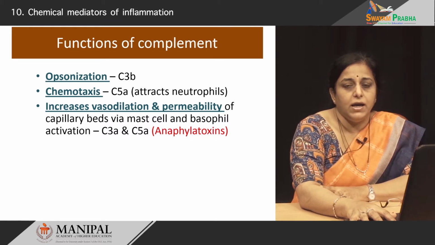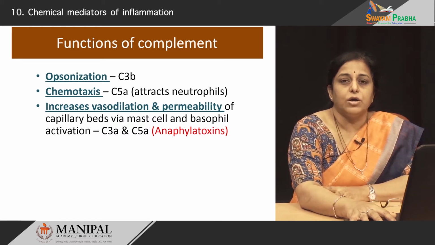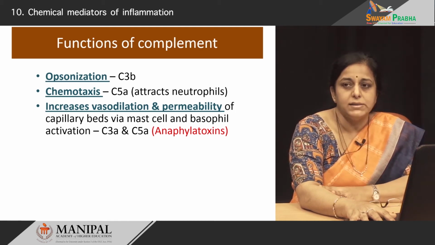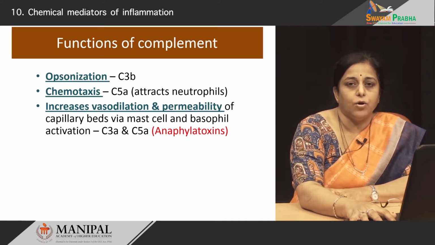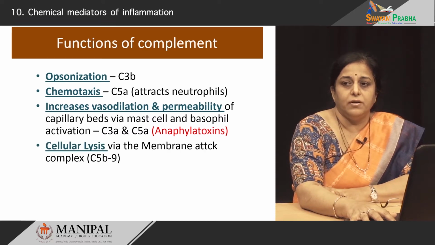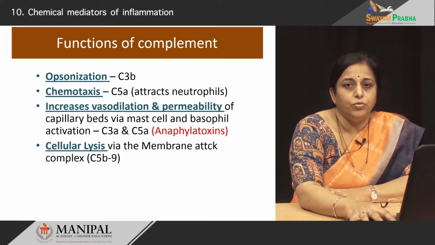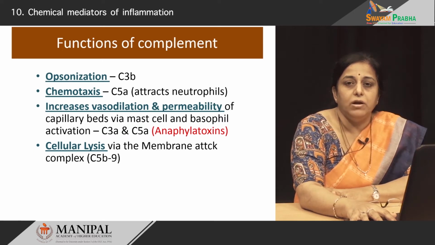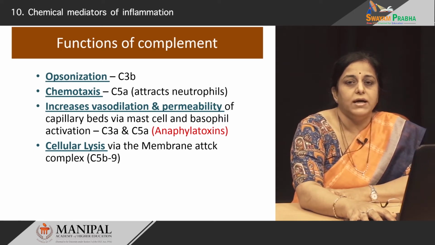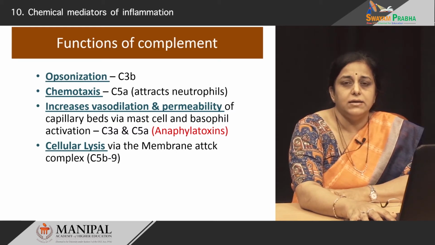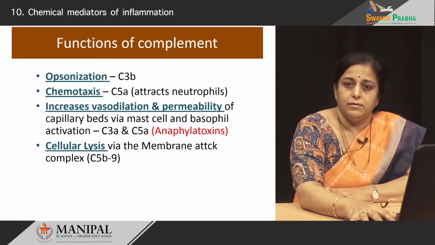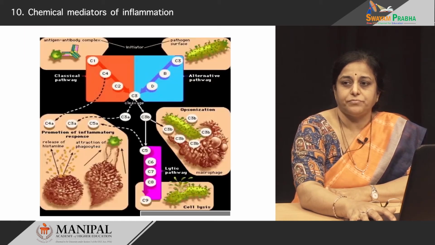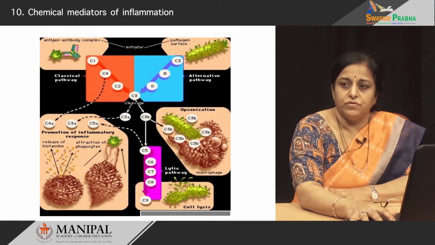C3A and C5A are called anaphylotoxins because they cause vasodilatation and increase permeability. They basically do this by activating the mast cells, releasing histamine. So, C5A and C3A are called anaphylotoxins. And as we saw, the C5B to 9 is the membrane attack complex that drills holes on the bacterial cell wall, resulting in cell lysis. So, we can see here the complements are involved in every step of the inflammatory response that occurs when there is infection. So, this picture shows the same.